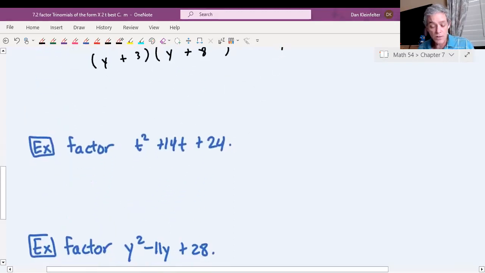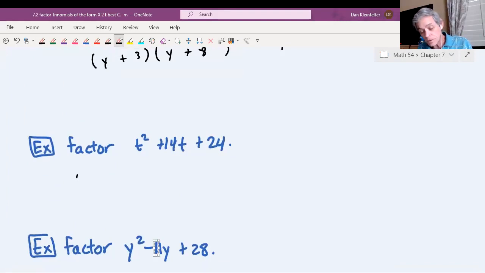Okay, here's one for you to try. We're going to factor t squared plus 14t plus 24. So take a second, pause the video, and try this one yourself.